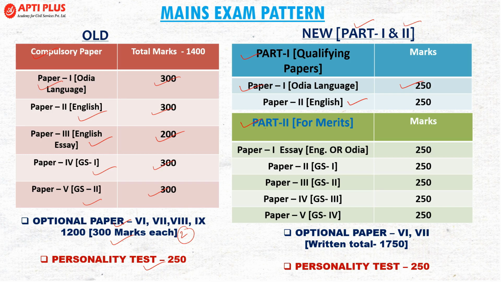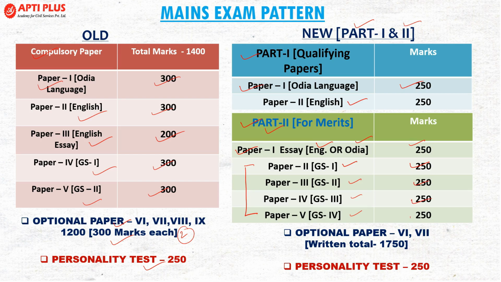Now the papers that will be counted for merit, by merit I mean the ranking will be decided from here. Paper 1 includes the essay, and in this essay paper you can write in English or Odia. The option for the language of writing has been provided. So you can opt for either English or Odia. This will be for 250 marks, followed by the general studies papers. There are general studies papers 1, 2, 3 and 4. I'll give you the details about these papers in the later part of the video. We'll discuss each paper one by one, and each paper comprises 250 marks.